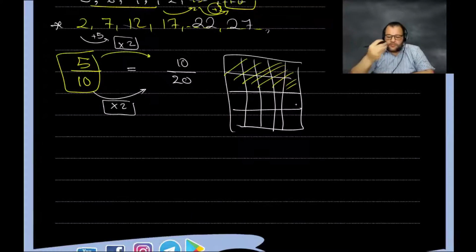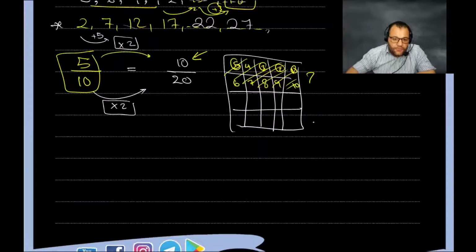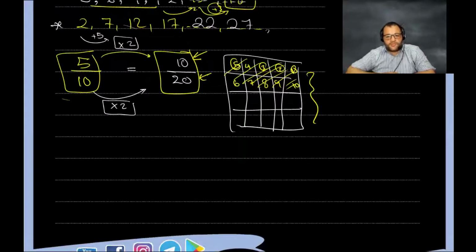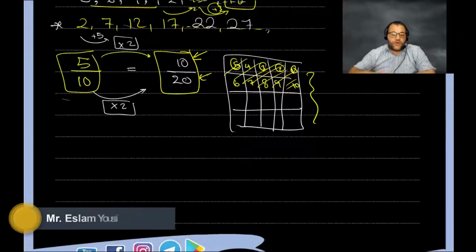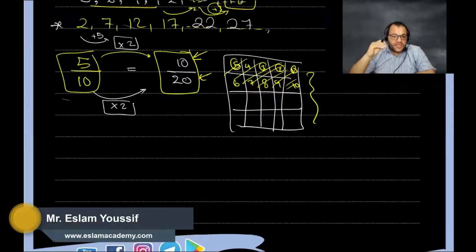5 over 20. My question: the shaded part is still the same? Yes, the same size. But now how many pieces do we have? We have 1, 2, 3, 4, 5, 6, 7, 8, 9, 10 pieces shaded out of a total of 20. So it means 5 over 10 is equal to 10 over 20. That is the meaning of the fraction. If you multiply the numerator and denominator by the same number, you will find the same value of the fraction.